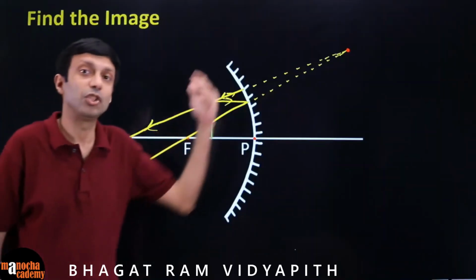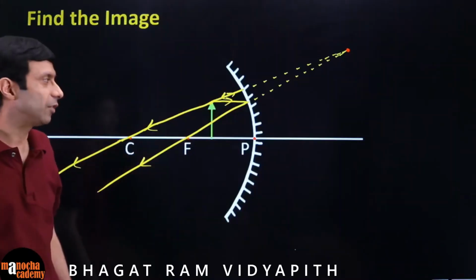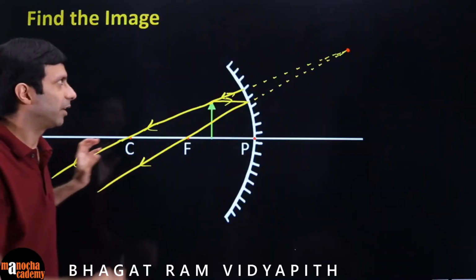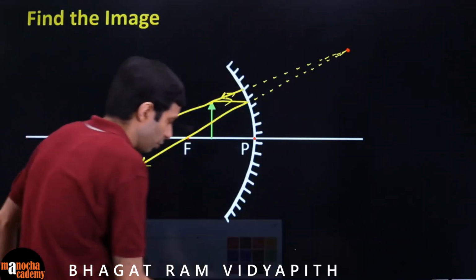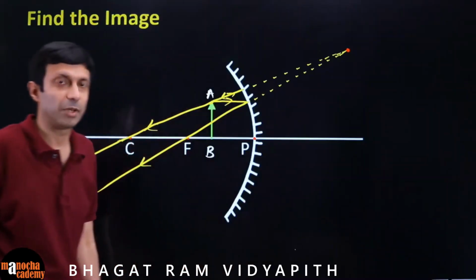So very good, the image is going to be formed behind the mirror, because here they are not converging, they are diverging. The reflected rays are moving away, right? So they will finally go ahead and meet over there. Now if this is our object AB, where is our image formed?